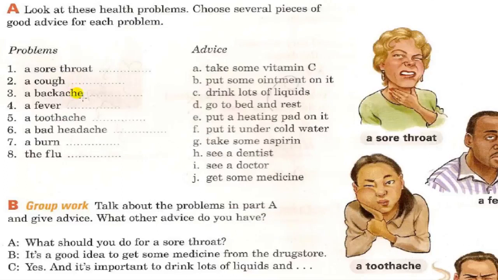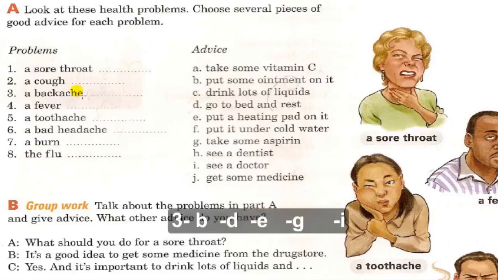The answers for backache, pains in back: B, D, E, G, I. You have 5 answers. B, D, E, G, I. All of these diseases.